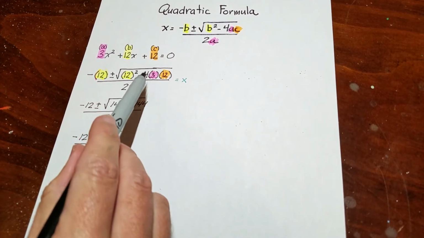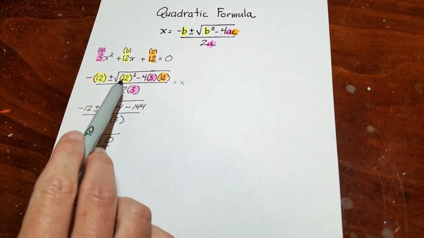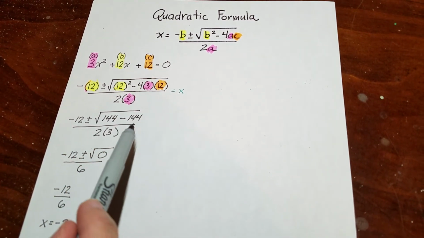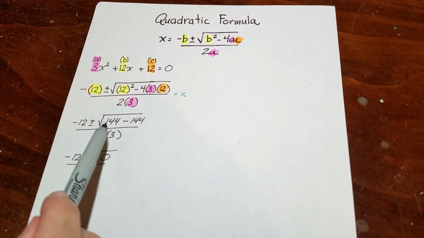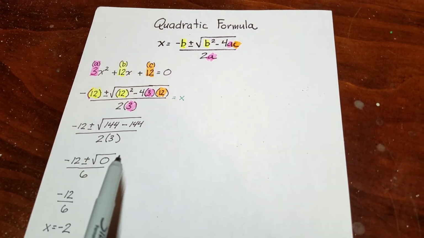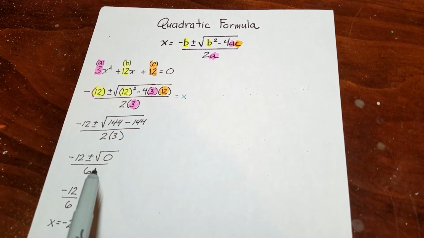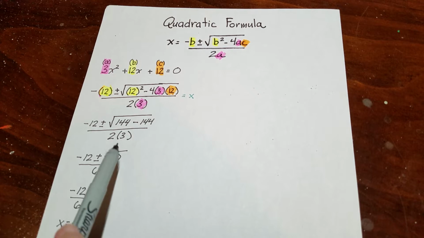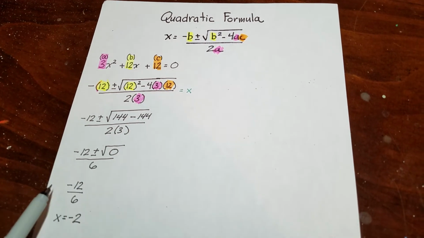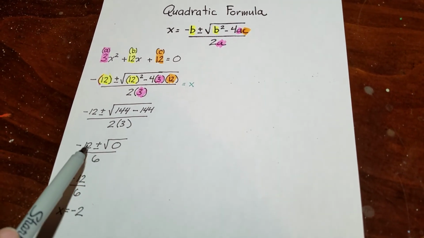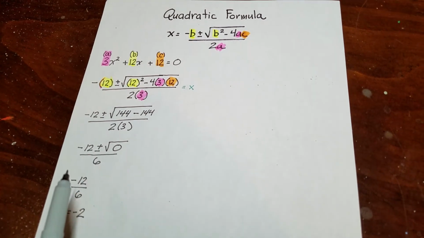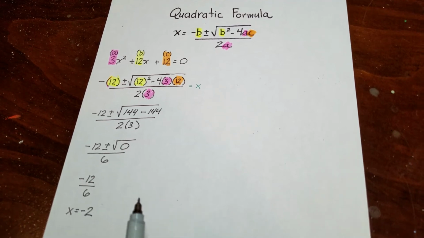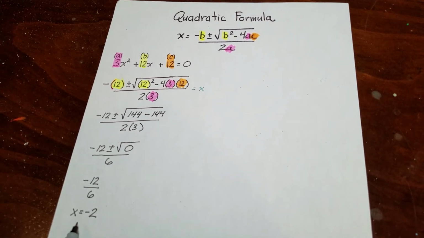The first thing I usually do is focus on the radical. So you can see I did 12 times 12, which is 144. Negative 4 times 3 times 12 is negative 144. 144 minus 144 turns out 0. That doesn't always happen. I'm using this example so you can see what to do when it does, because it does occur. So it's 0, so there is really no radical. I end up with negative 12 over 6. The plus or minus goes away because what is negative 12 plus 0? What is negative 12 minus 0? It is, of course, the same thing. It is negative 12. So the answer here is just negative 2.